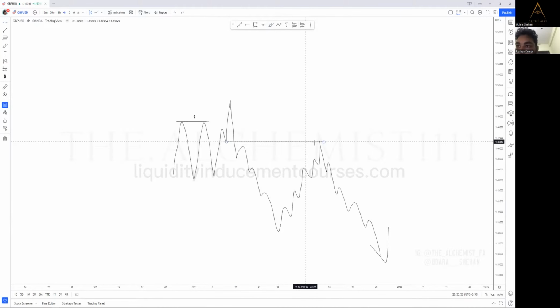So remember, an order block is just a price level. It is not a candle, it is not a wick. It's nothing else, just a price level. Something like that. Hope that's clear.